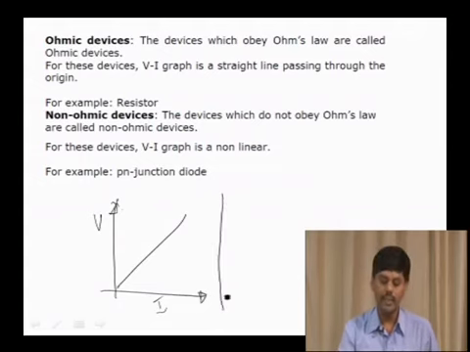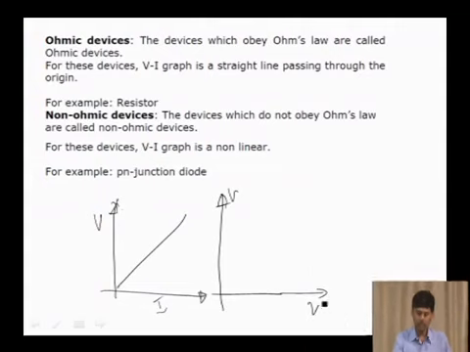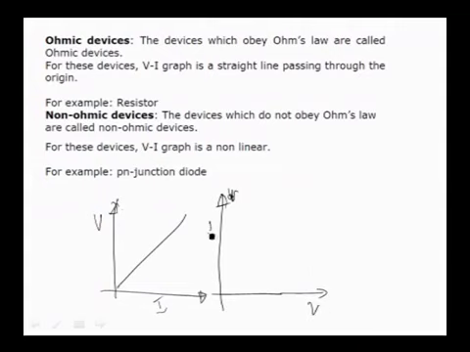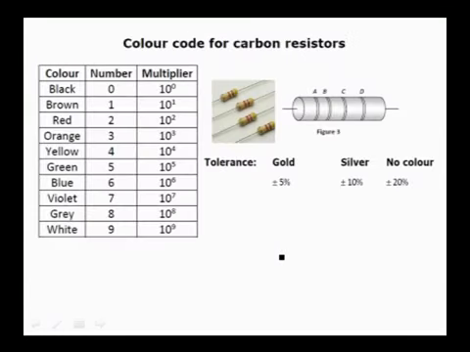Some devices like the PN junction diode, consider this is the current and this is the voltage. We get a curve like this, a non-linear curve. Such devices we refer to as non-ohmic devices.